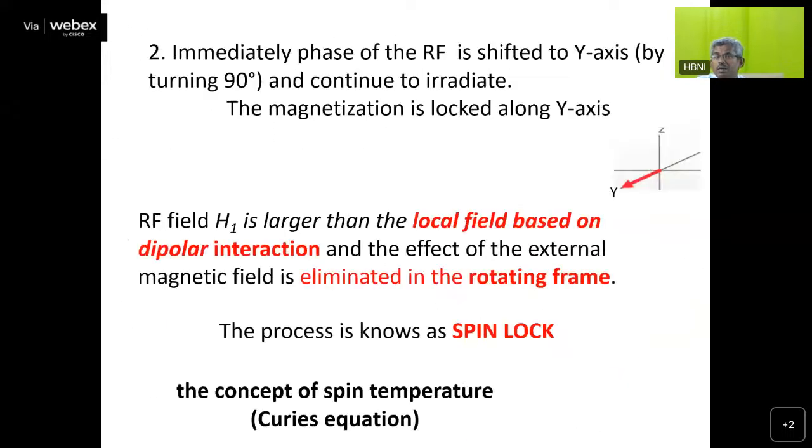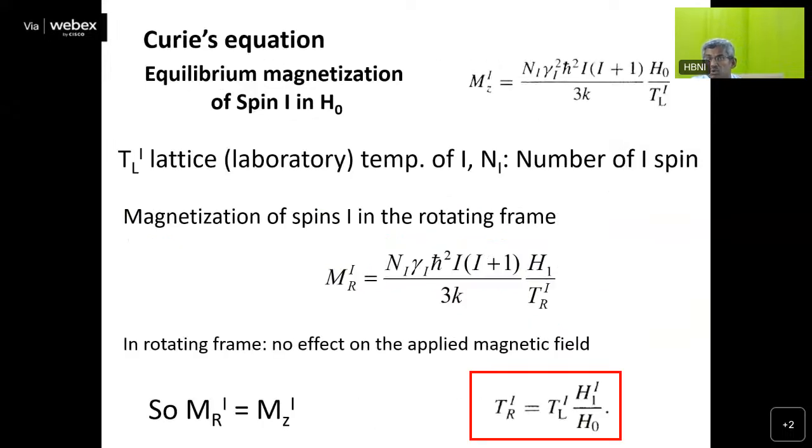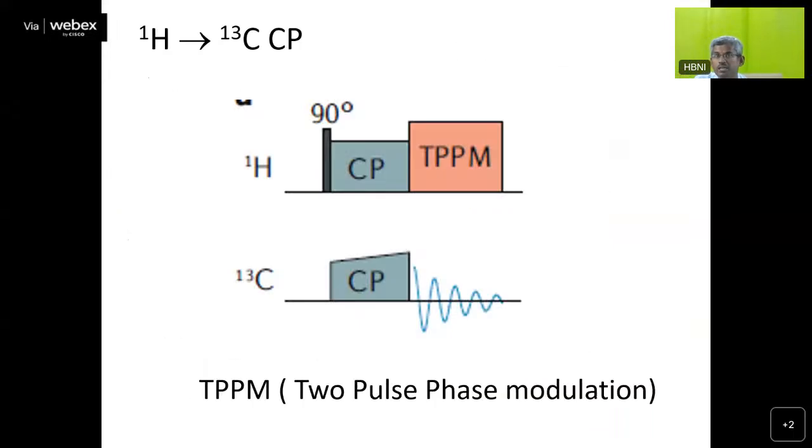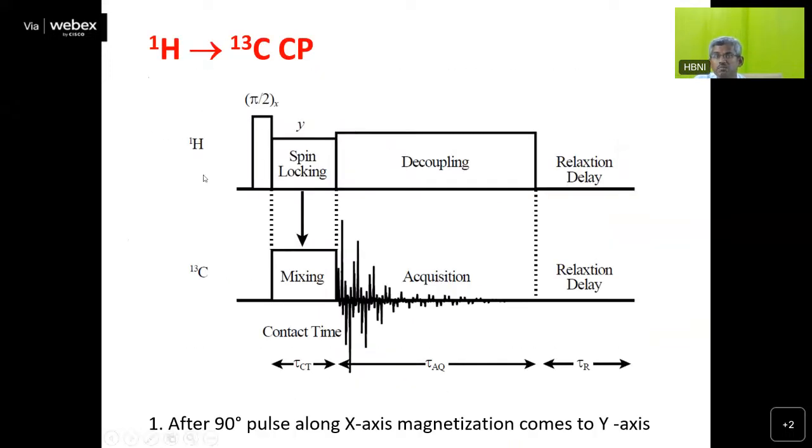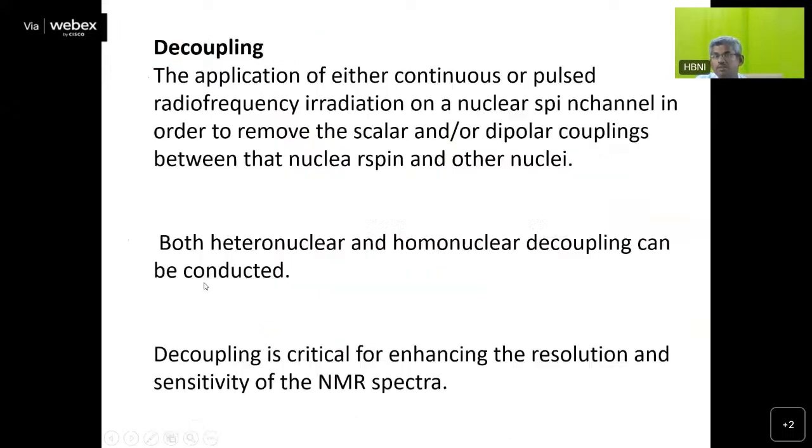Now if you see a little bit of mathematics of that, Curie's equation is there. Curie's equation says the magnetization is given by this type of expression. This is nothing but MZ. Normally we see the Z component only, the Z component of the I magnetization. So I is nothing but proton, and S is nothing but carbon-13, a spin-half nucleus, as I mentioned here also. The same is valid here.